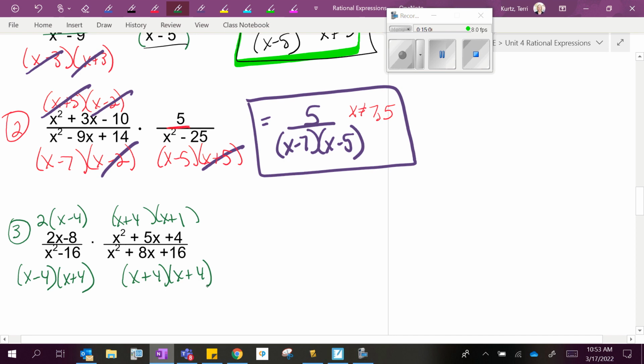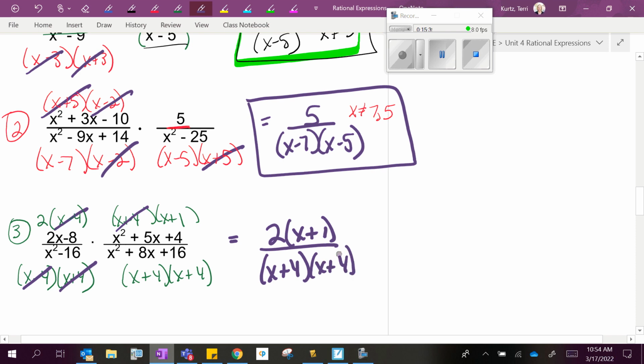This last thing. So you really do want to make sure you're up on your factoring, and we'll practice this some next class also. So now I can simplify anything on the top with anything on the bottom. So my x minus 4s can cancel. Only one x plus 4 in the denominator can cancel because I only have 1 in the numerator. That really looks like about it. So now I bring everything over. 2 times x plus 1, denominator, x plus 4, x plus 4.